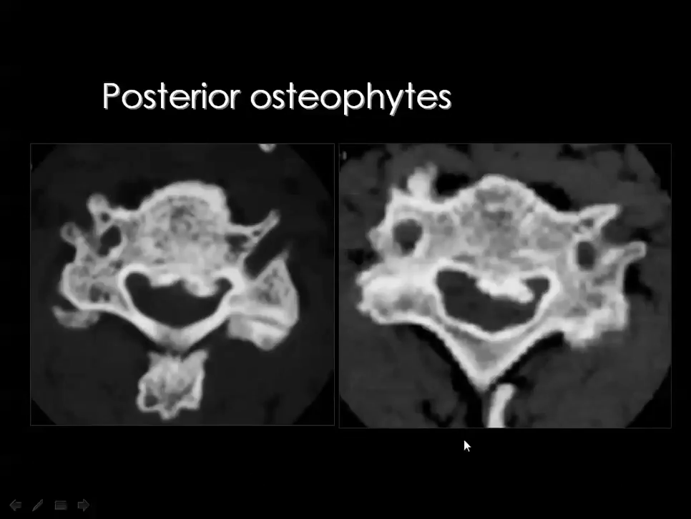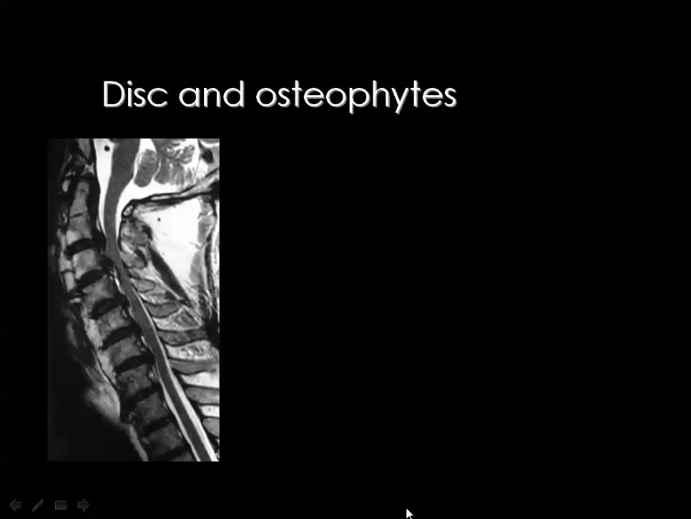And this is the CT scan of the cervical spine showing posterolateral osteophytes encroaching on the spinal canal, with the big osteophyte encroaching on the spinal canal as well. Then, how can you predict the presence of osteophytes by MRI?